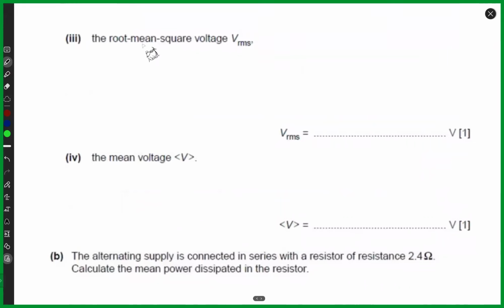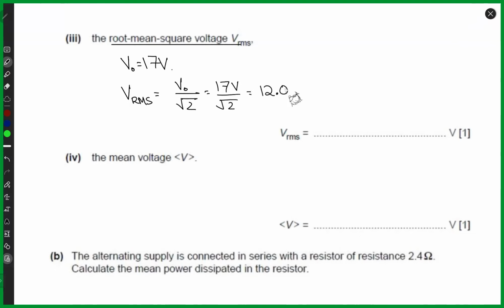Next, the root mean squared value of voltage, V r.m.s. We have the peak voltage V naught as 17 volts. How do you calculate the root mean squared voltage? The peak voltage divided by root 2, which would be 17 volts divided by root 2, which is just 12.0 volts. Okay, was that clear?